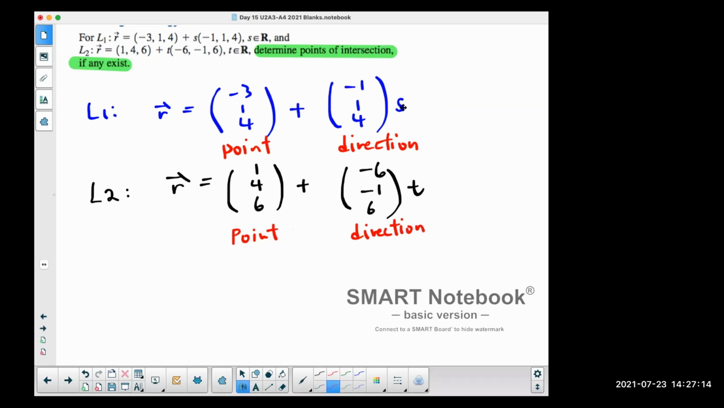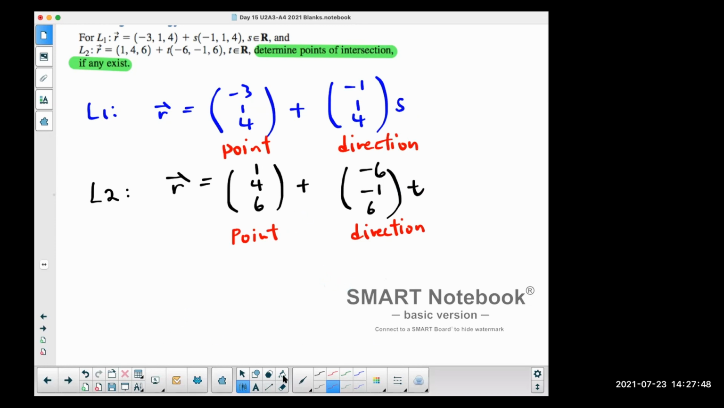The reason they use s for one and t for the other is that they don't want to use the same letter, because the time for this particular line is going to be different. They're not saying they start at the same time. So it's just a parameter for the first line, and this is the parameter for the second line. You can use other letters as well, but they don't use the same letters for all the equations. Then it's confusing: which t are we talking about?